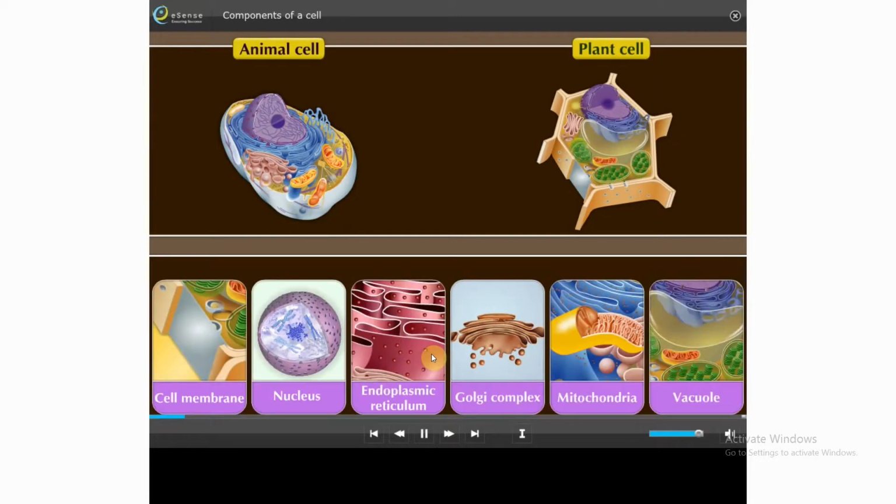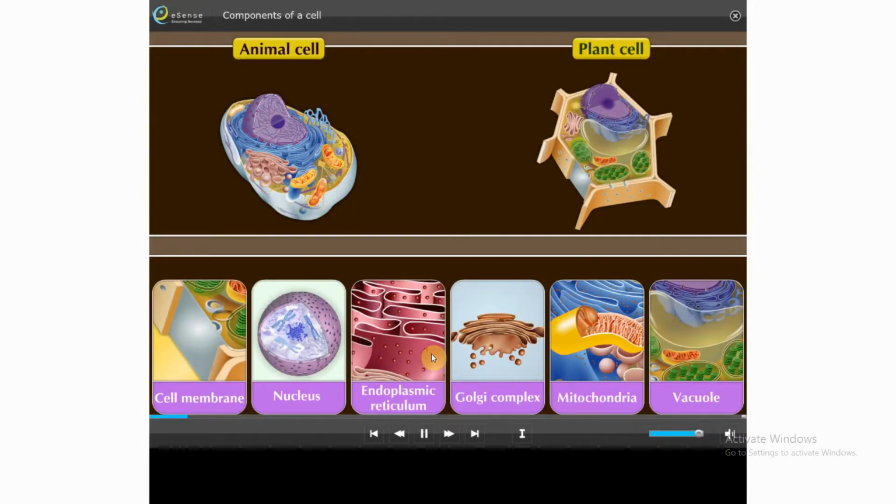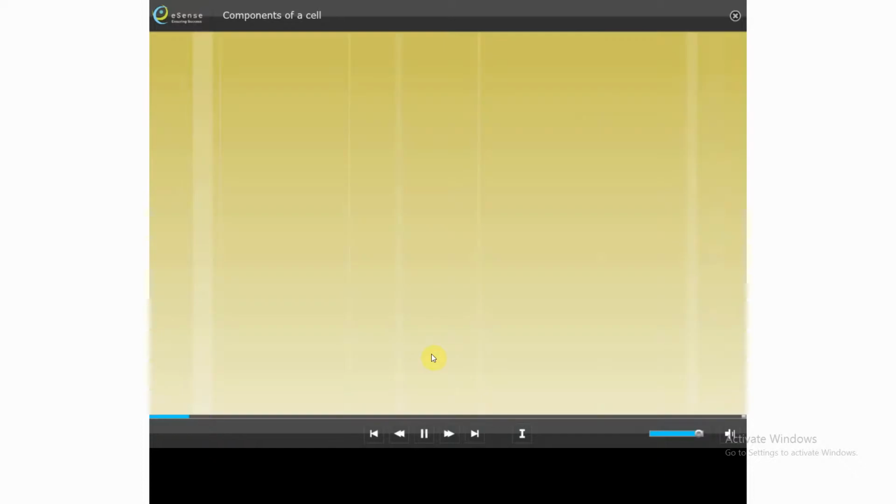If we want to understand about the processes occurring within a cell, then it is important that we should have a sound knowledge about each component of a cell. So, come, let's begin with it. Components of a cell. Cell wall.